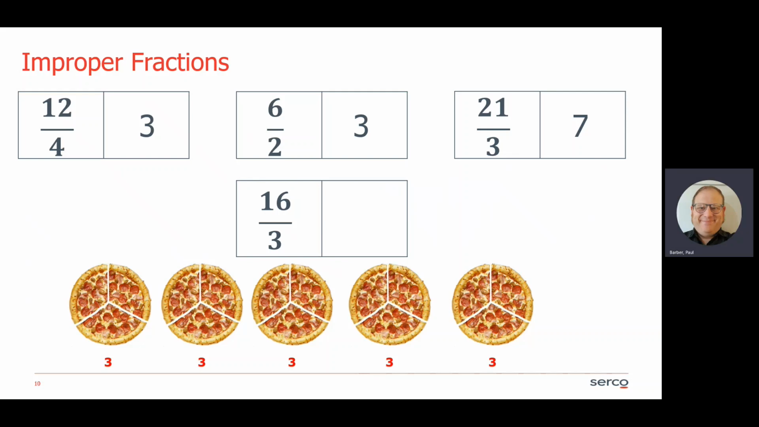Our improper fraction was 16 thirds though, so there's 15 pieces there, and we've got 1/3 left over. So we look at the bottom, 3, 6, 9, 12, 15, and 16. What we've actually got there is 5 whole pizzas, and we've got 1/3 left over. So we write that as 5 1/3.